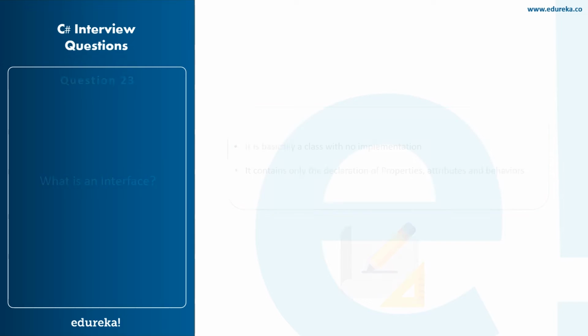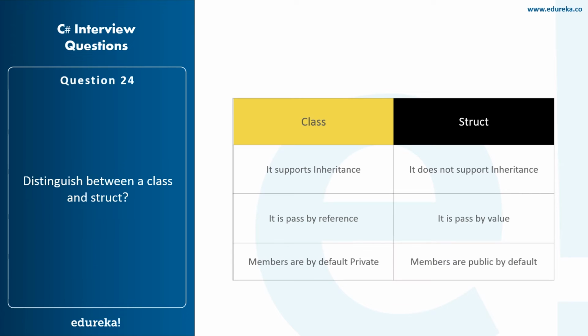I'll move on to the next question now, which talks about distinguishing between a class and a structure. When I talk about the differences between these two, a class generally supports inheritance. A structure does not support inheritance. A class is passed by reference. A structure is pass by value. Members in a class are private by default, whereas members in a structure, or struct, are public by default. A class is considered good for larger complex objects.